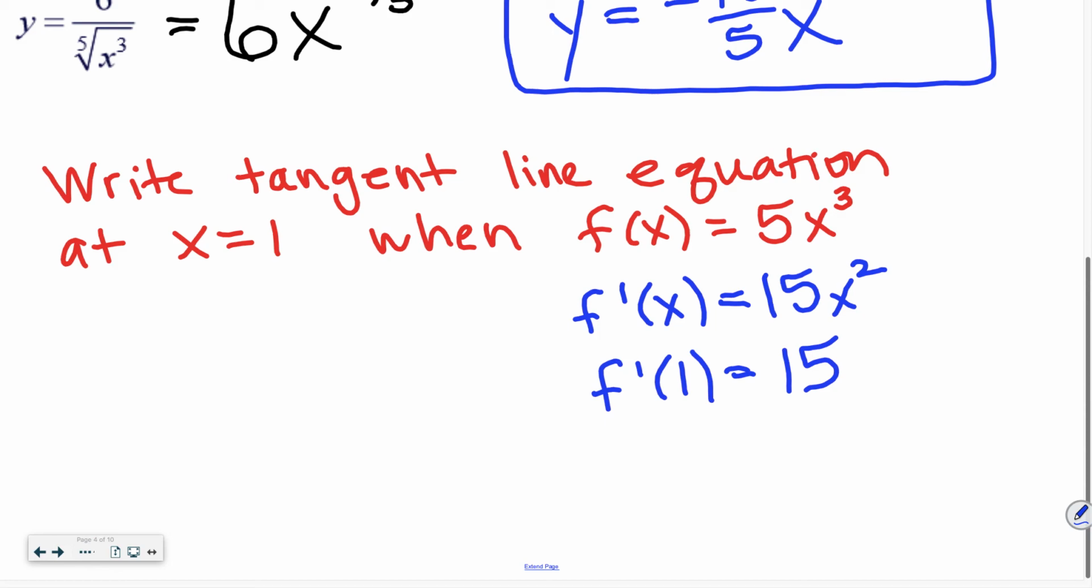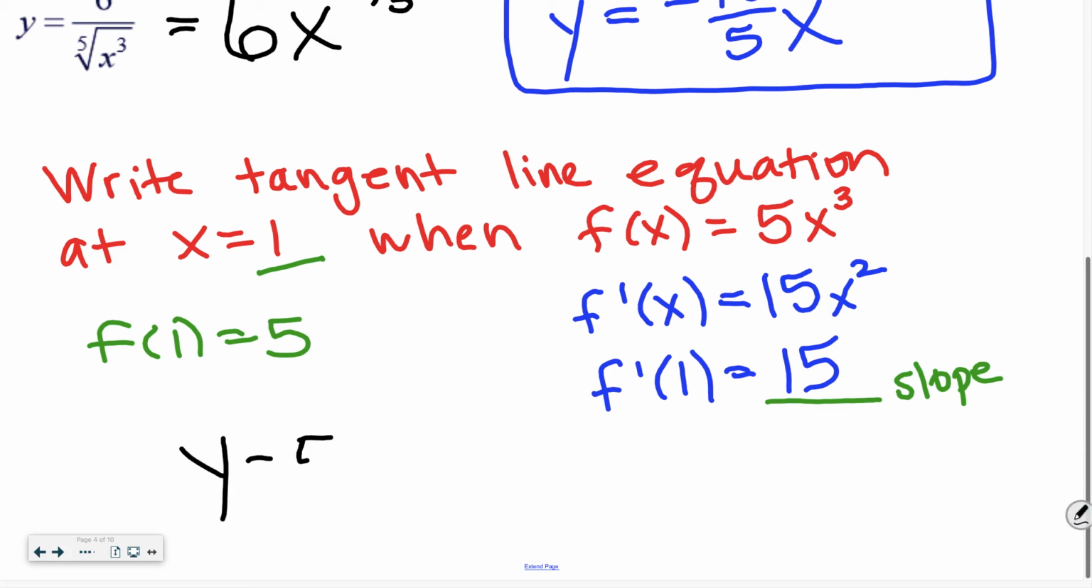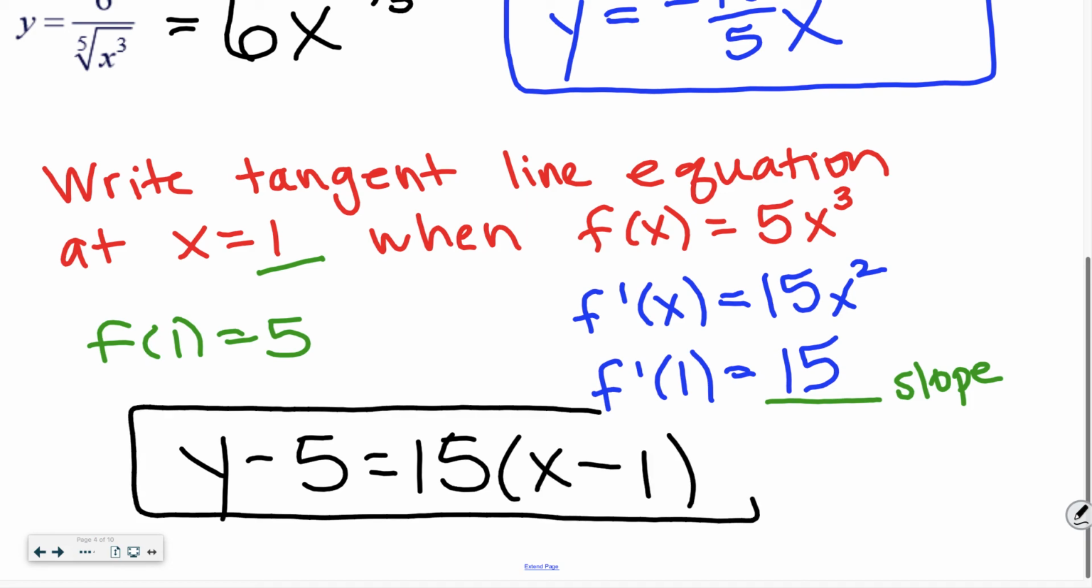Do I have enough? I have enough. Well, this is our slope. I have an x value. We do need our y value of 5. Now we can write y minus 5 equals slope times x minus x. There's our tangent line.